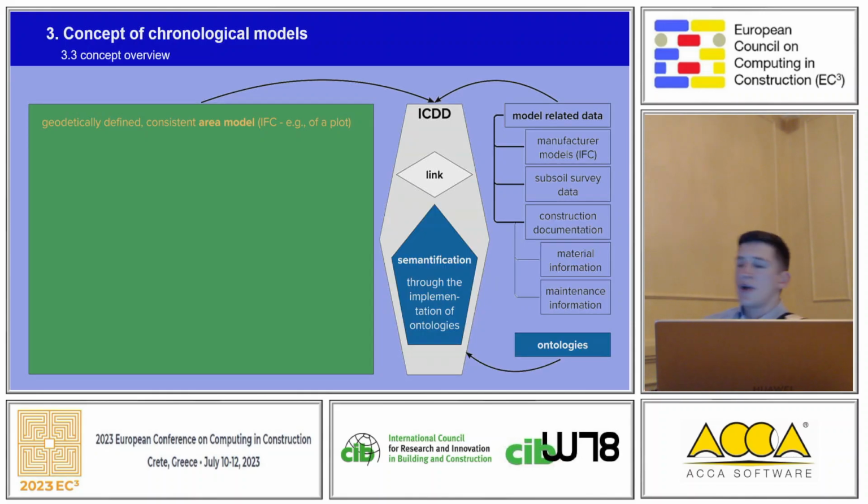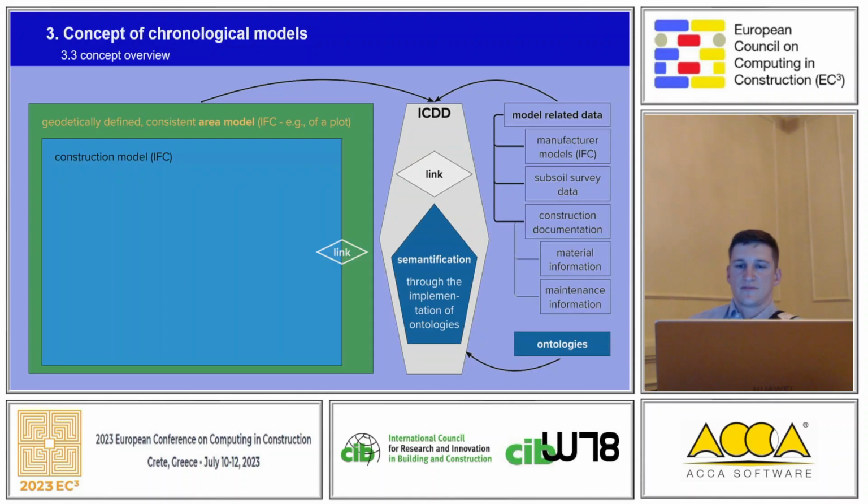As mentioned before, the ICDD is used to implement ontologies for the semantification of the info provided by the model and the model-related data. Then we add our IFC construction model and link it to our consistent area model, symbolized by this little white diamond right here.